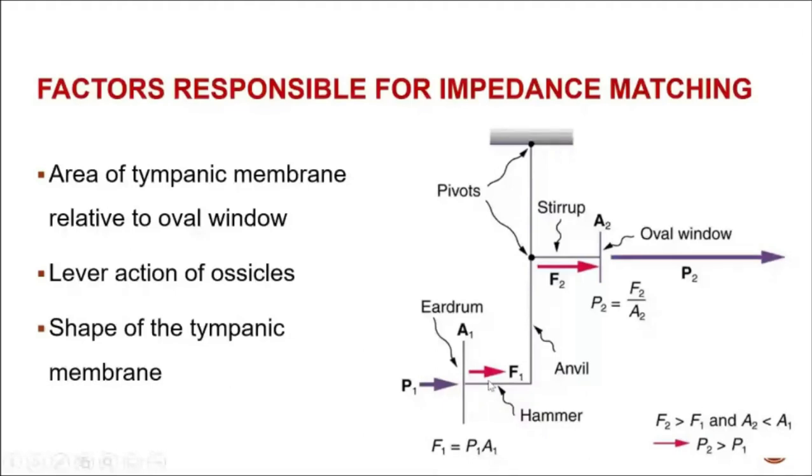F1 is getting transmitted to the malleus or the hammer. Then it makes the movement of the anvil, and then the stapes. So there is a fulcrum movement at the stapes. Now the stapes is going to vibrate, up and down near the oval window. So it is getting moved here.